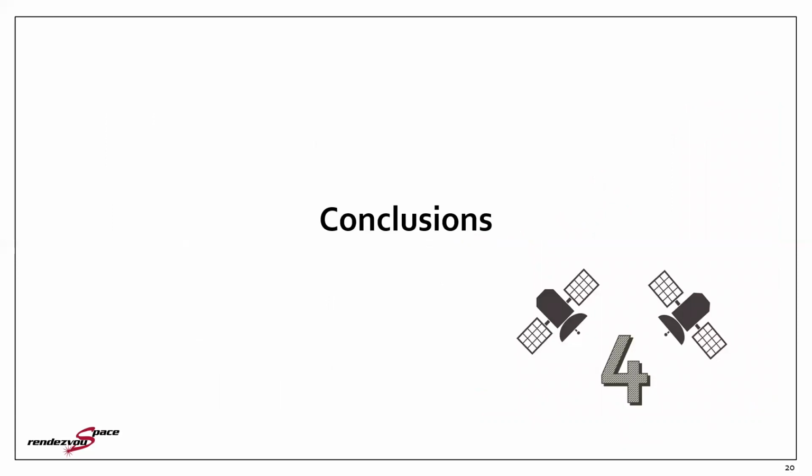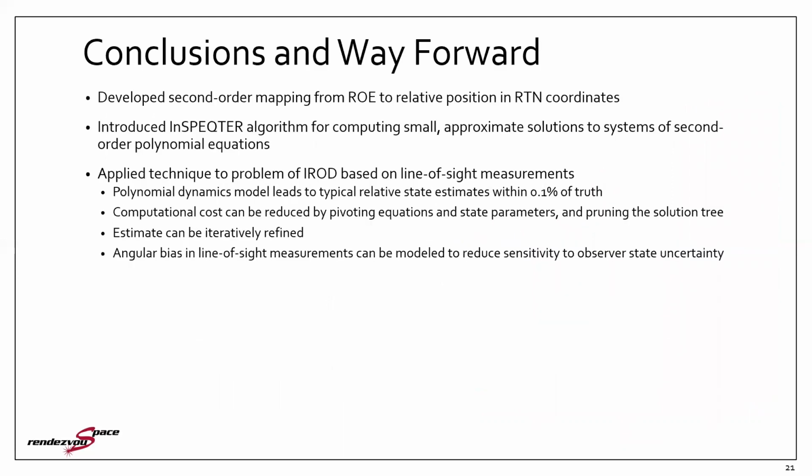So to summarize, the two key contributions of this work were the introduction of a second-order mapping from ROE to RTN coordinates and the introduction of the InSPEQTER algorithm for efficiently solving the resulting IROD constraint equations. We also saw how this approach to angles-only IROD performs across a wide range of relative motion scenarios, and how it can be modified to reduce the sensitivity to bias in the bearing angle measurements.